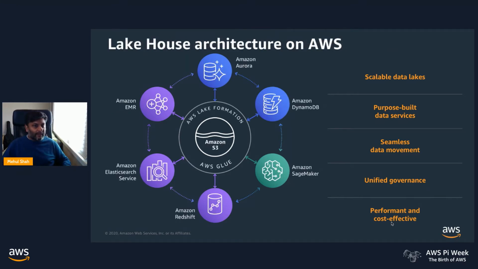Within AWS, the tools that we have to enable these architectures include the purpose-built services, which we've been doing for decades now. Aurora, for example, is our relational database service. DynamoDB is our NoSQL service. Amazon SageMaker is our ML service. Redshift is our data warehousing service. Amazon Elasticsearch service is our log analytics service. And Amazon EMR is our big data service.